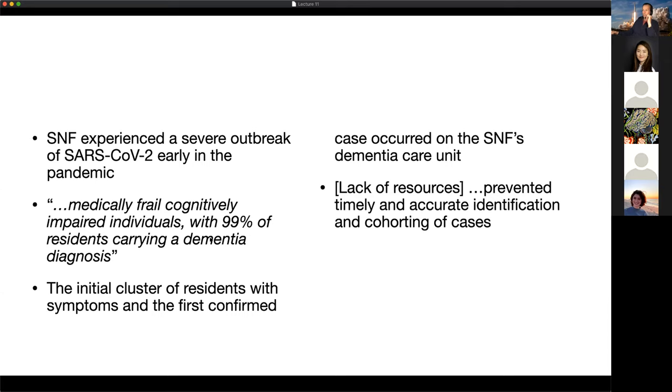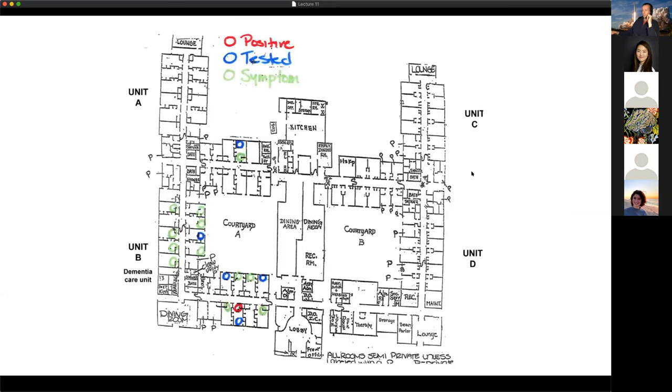Depending on the stage of the dementia, the patients may or may not be aware of what's happening and may or may not be able to follow designated prevention procedures. The initial cluster of residents with symptoms in the first confirmed case occurred in the dementia care unit. And then, as they say, at the time, lack of resources prevented timely and accurate identification and cohorting of cases. So here's just a view of how this went.